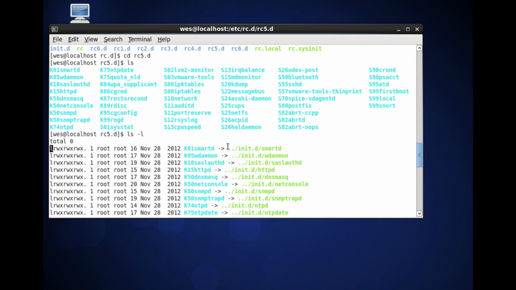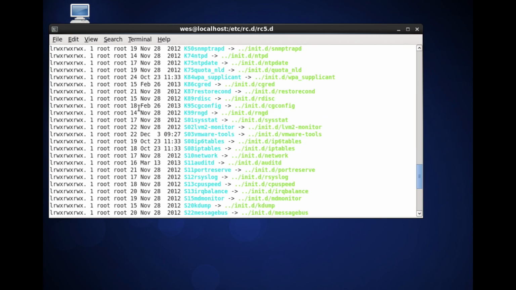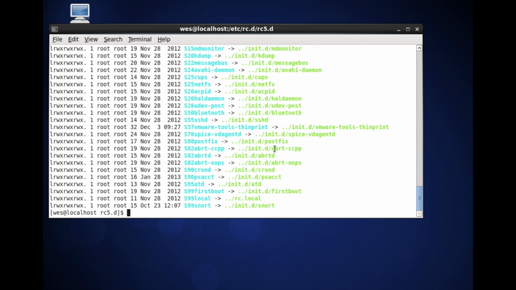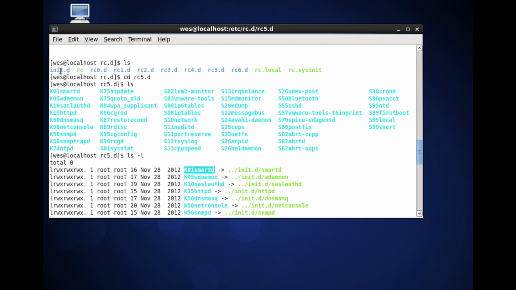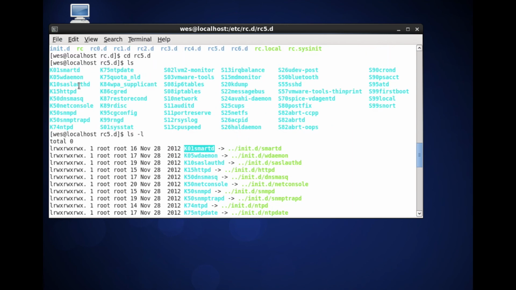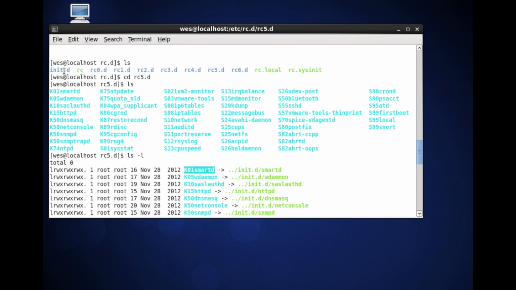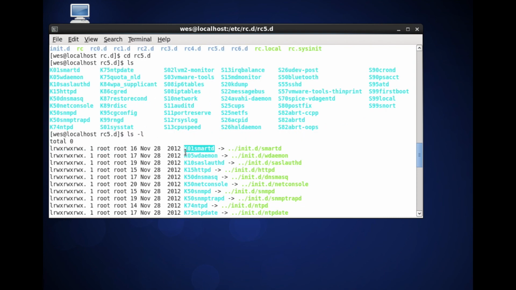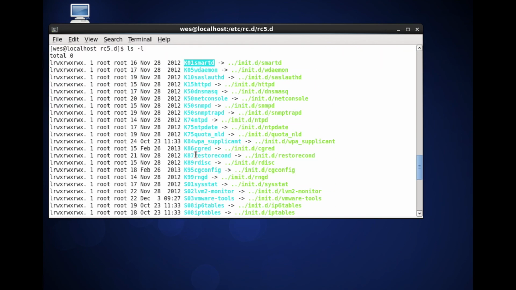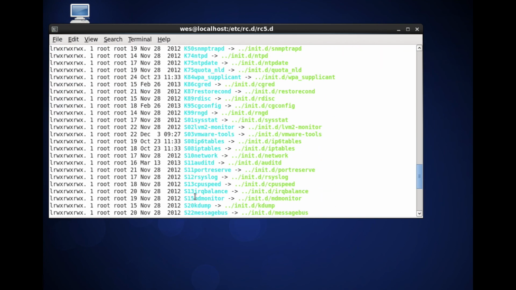Okay? In other words, this script right here that is in this directory, rc5.d, actually points to this directory, see this, and the smartd in there. And so does everything else. See how all of these are actually links that point to here? In other words, here's what we have. These right here are the same files as what you have in here. The only difference is they have a slightly different name: K01, K05, so on and so forth, and some are S11, S12, S13, so on and so forth.